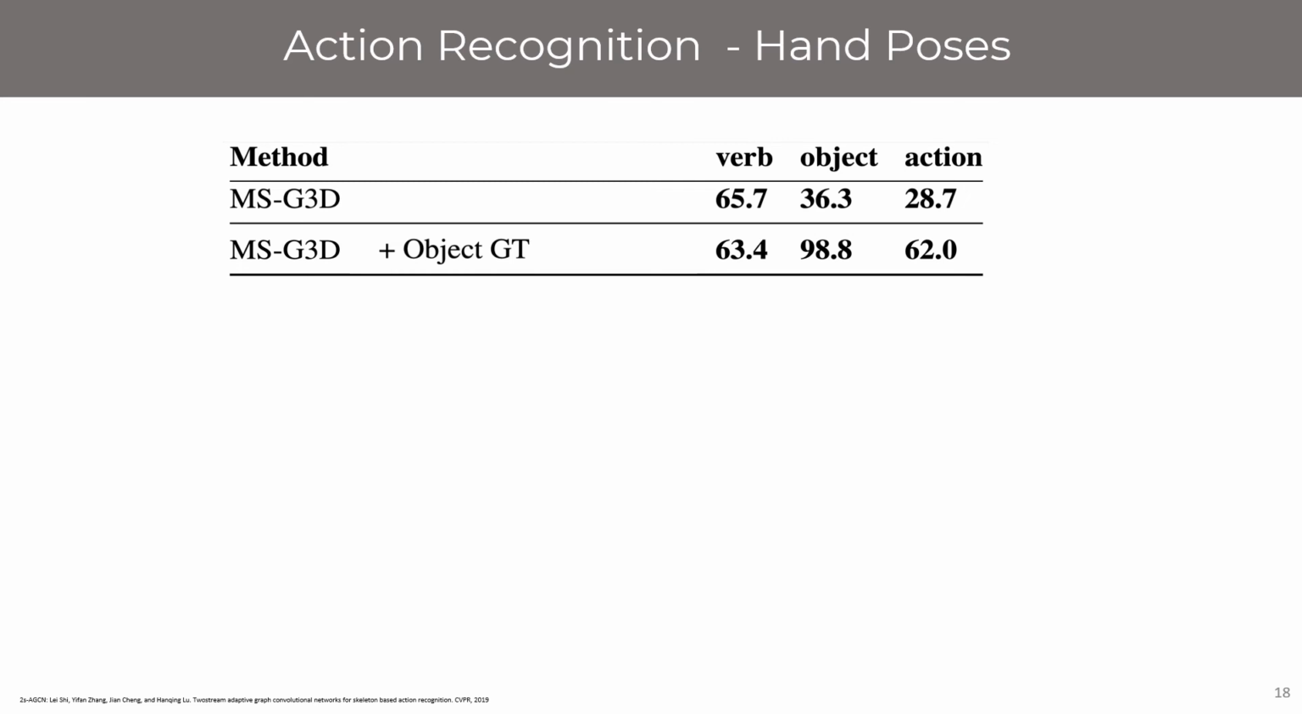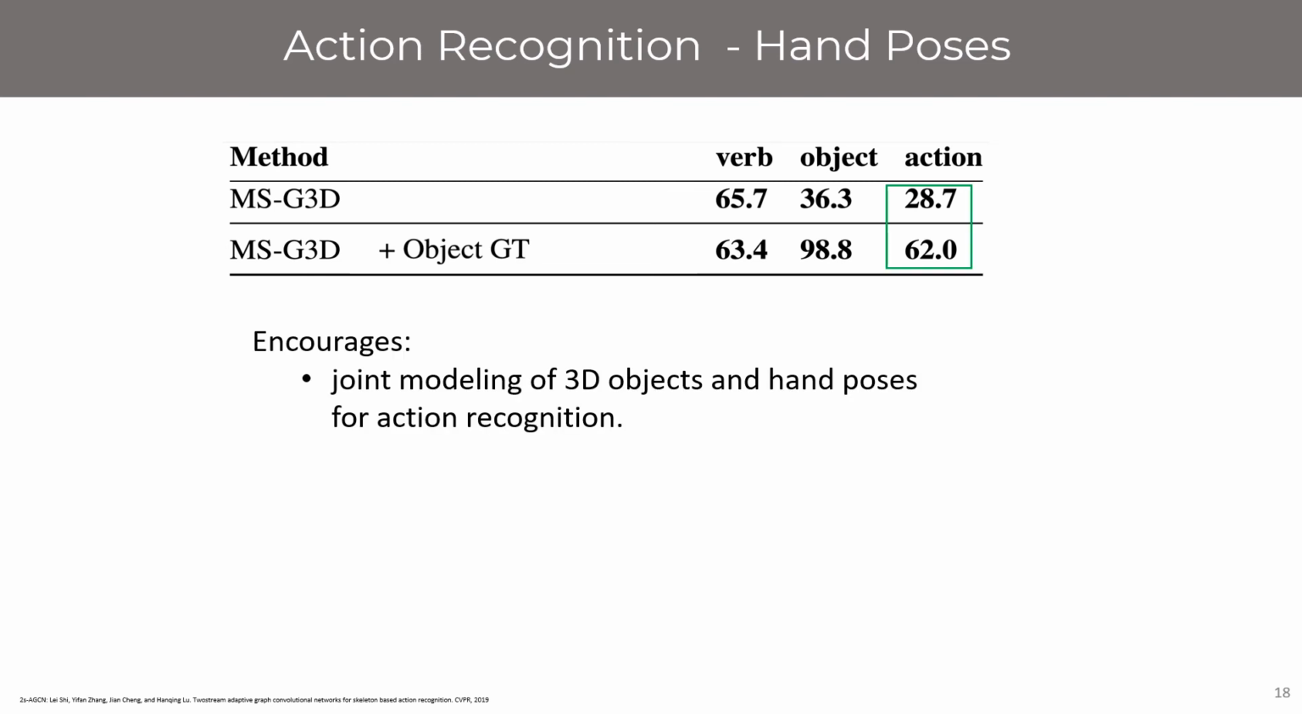Now, to assess the importance of objects, we add an oracle experiment by fusing the ground truth object information with the pose model. This results in a significant jump in action accuracy, which encourages us into exploring joint modeling of 3D objects and hand poses for action recognition.